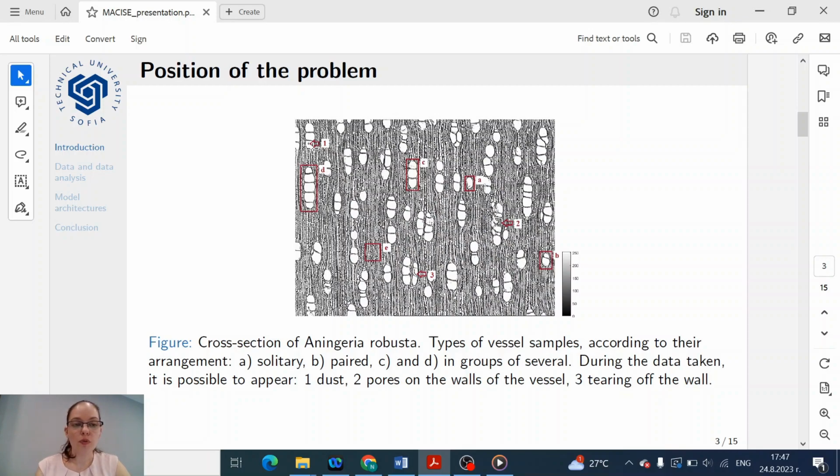So the idea of the proposed algorithm is to find a way to segment all the vessels and to detect them.